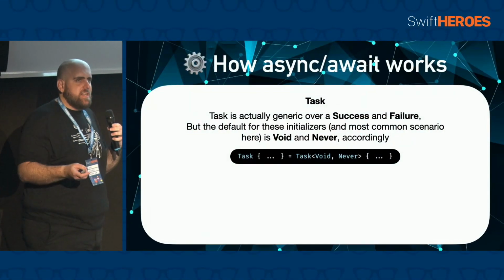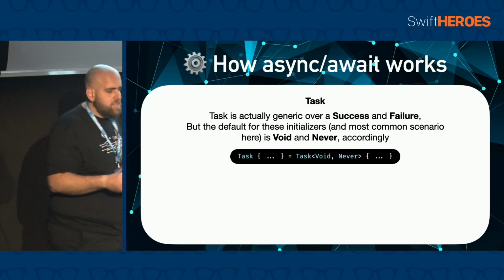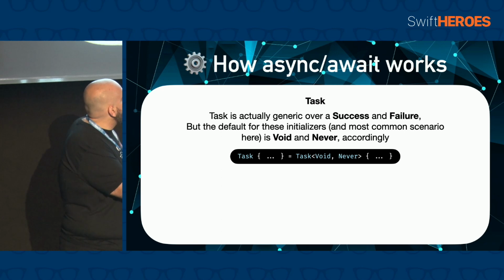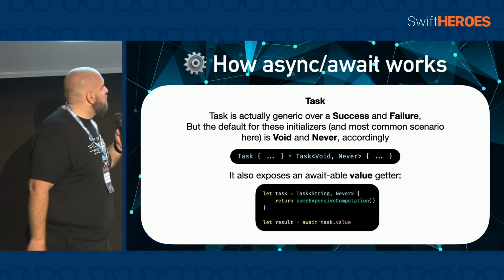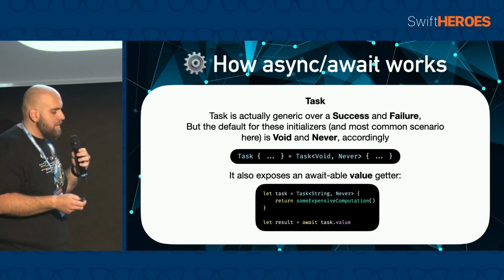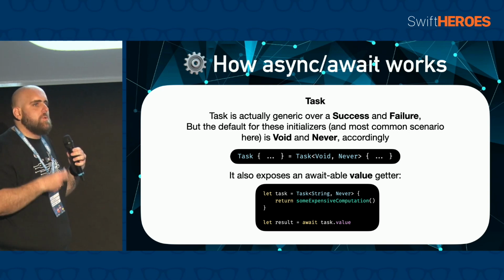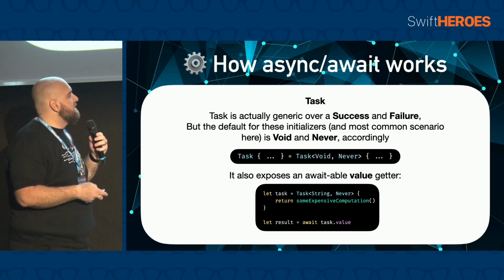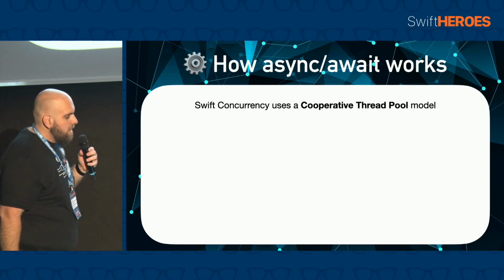And while task just looks like a simple initializer, it's actually a type, and it's generic over this success and failure type. So standardly, there are just void and never, but we can put anything we want in there, and we can even just do await task.value to wait for the value of that specific task. It's not very common to do this, but it is how it works under the hood.